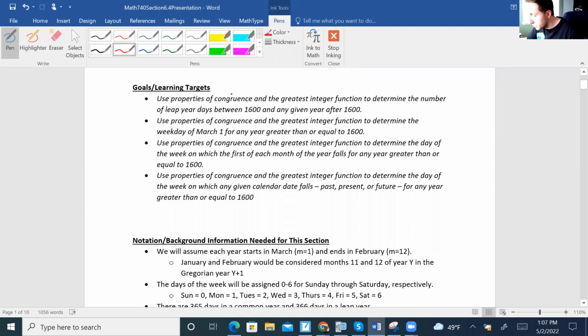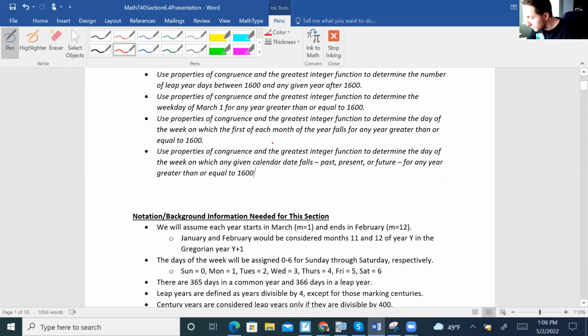Number one, we want to be able to use properties of congruence and the greatest integer function to determine the number of leap year days between 1600 and any given year after 1600. We want to be able to use properties of congruence and the greatest integer function to determine the weekday of March 1st for any year greater than or equal to 1600. We want to be able to use properties of congruence and the greatest integer function to determine the day of the week on which the first of each month of the year falls for any year greater than or equal to 1600.